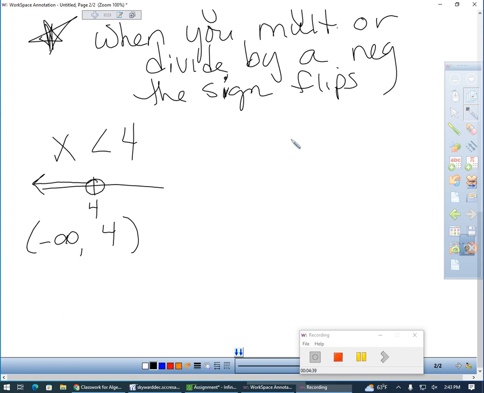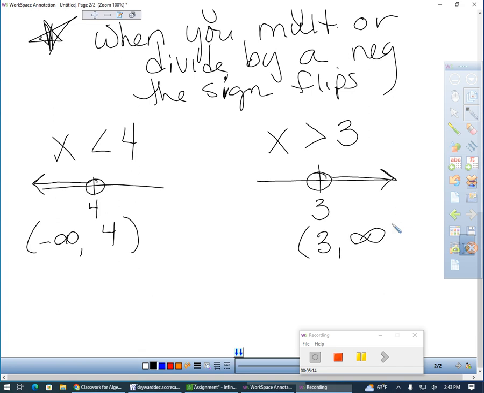Correct. Very good. If I have x is greater than 3, on my number line at 3, I have an open dot because it's just greater than, and it goes to the right. You'll notice again the inequality sign and my arrow are in the same direction. My interval notation this time starts at 3, and the arrow goes forever to the right, to positive infinity.